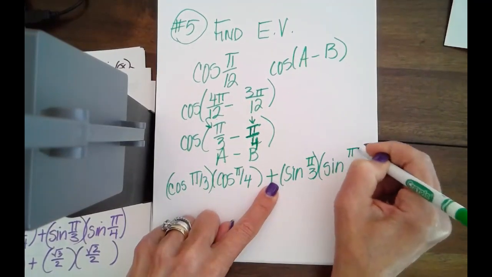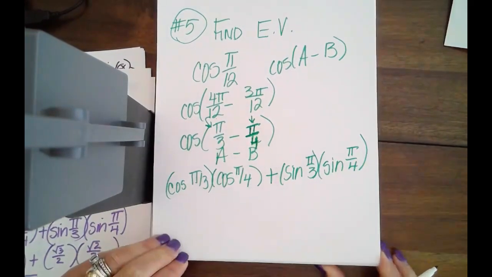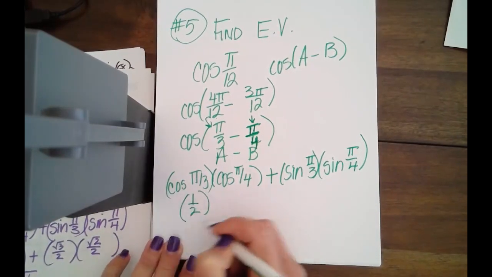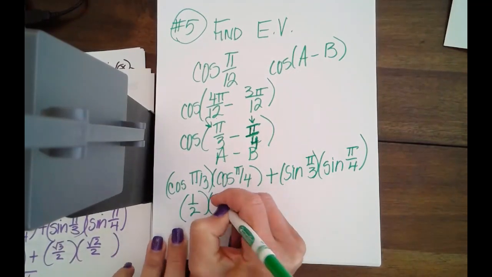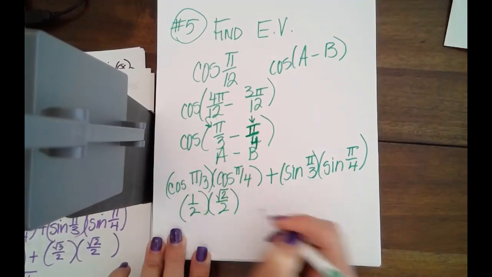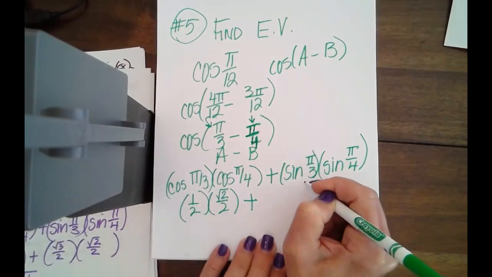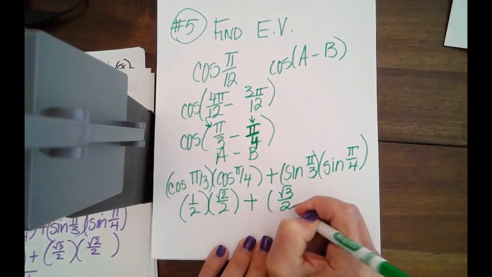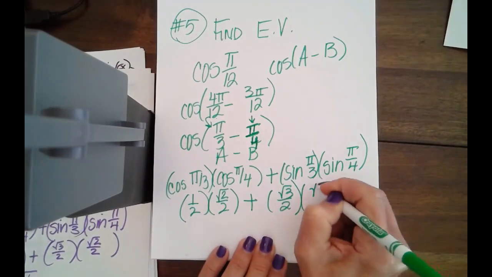All right, now we pull these off the unit circle. Okay, so the cosine of pi over 3 is 1/2. The cosine of pi over 4 is radical 2 over 2. Plus the sine of pi over 3, which is 60 degrees, is radical 3 over 2. And the sine of pi over 4 is radical 2 over 2.